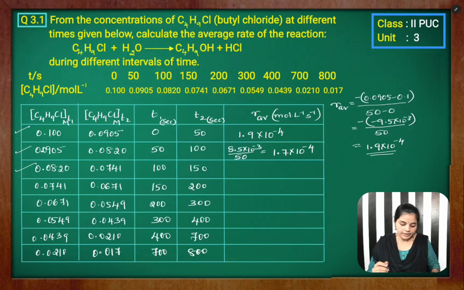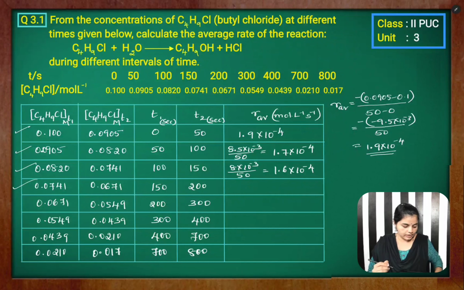So third, it is minus of 0.0741 minus 0.0820, which is 8 into 10 to the power minus 3, divided by time interval T2 minus T1, which is 150 minus 100, which is 50. So 8 by 50 into 10 to the power minus 3 is 1.6 into 10 to the power minus 4.